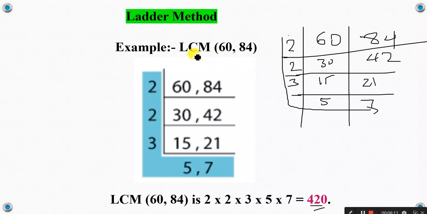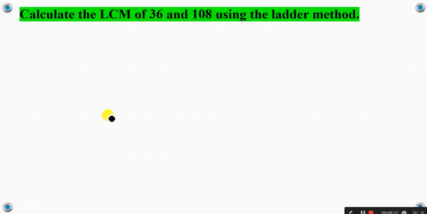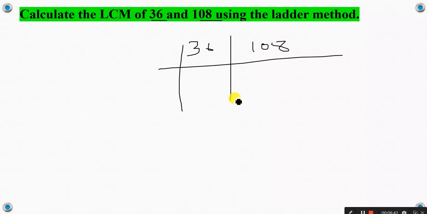420 is the least common multiple of 16 and 80. Let us perform a different example. Calculate the least common multiple of 36 and 108 using the ladder method. First, we write the numbers 36 and 108.